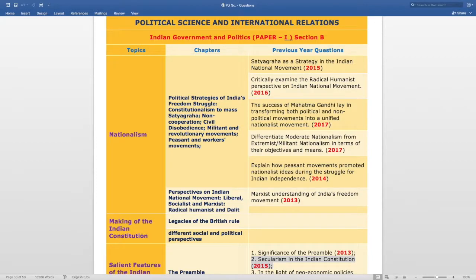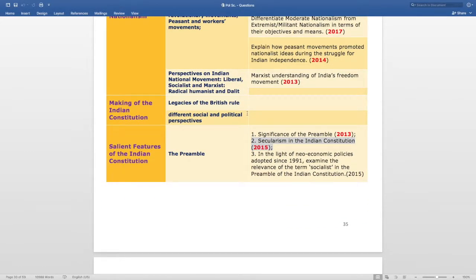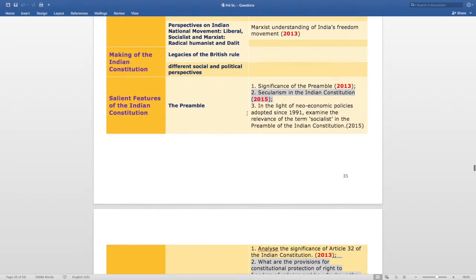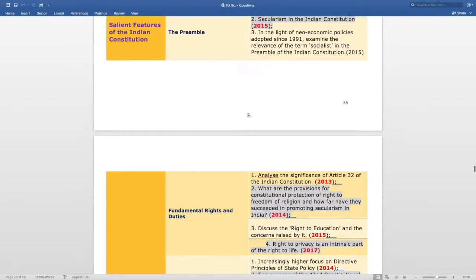Likewise, here we can see that starting from 2013 to 2017, every year one question is asked, and in 2017 there were two questions. So this is a very important topic. Now, the next topic is the making of the Indian Constitution. In the last 5 years, there is no question from this section.